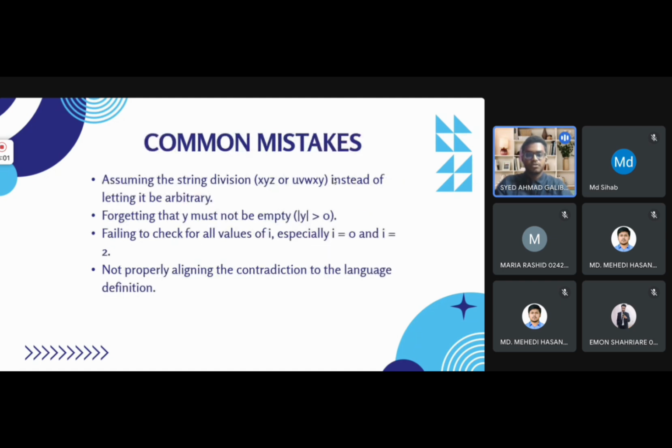These are the common mistakes: assuming a fixed way to split the string, like XYZ or UVWXYZ, instead of considering all possible divisions; overlooking the requirement that the segment Y must not be empty, that is, length of Y is greater than 0; neglecting to test all possible values of I, particularly I equals 0 and I equals 2; and failing to clearly connect the contradiction back to the definition of the language.